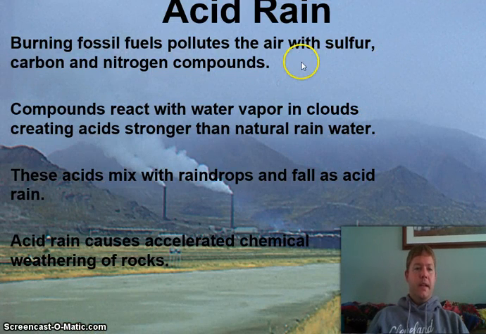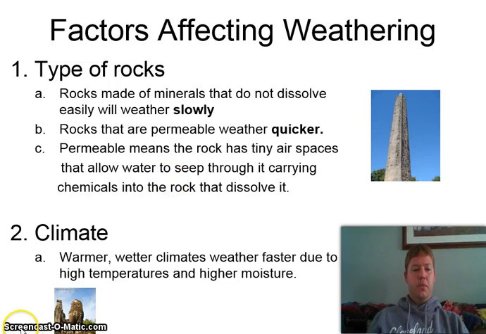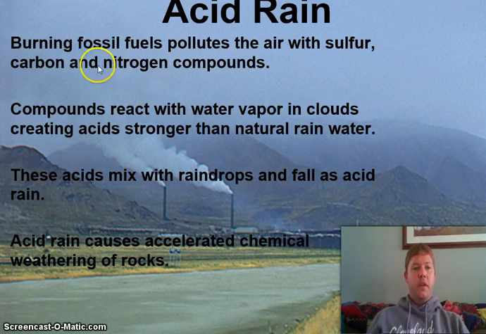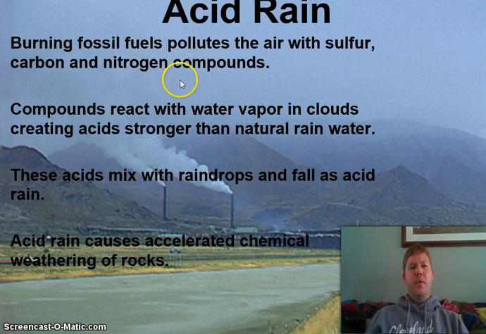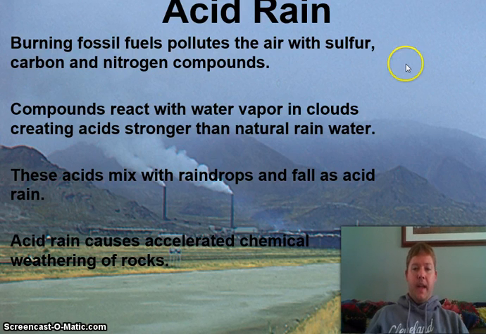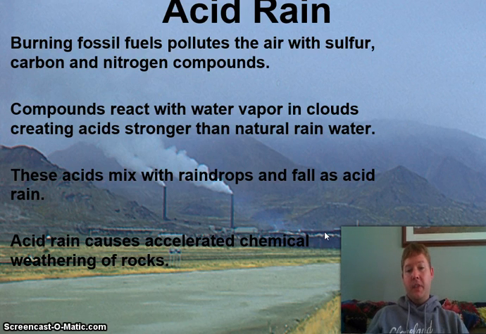Acid rain, finally, it comes from the burning of fossil fuels. Let's go back there real quick. Here we go. So, burning of fossil fuels pollutes the air with things like sulfur and carbon and nitrogen compounds. And those compounds will react with the water vapor that's up here in the clouds, and that's going to create a stronger than normal natural rainwater. And as it falls to the ground, it falls as what we call acid rain. And that acid rain will cause an acceleration of chemical weathering of rocks. Just speeds up the process quicker.